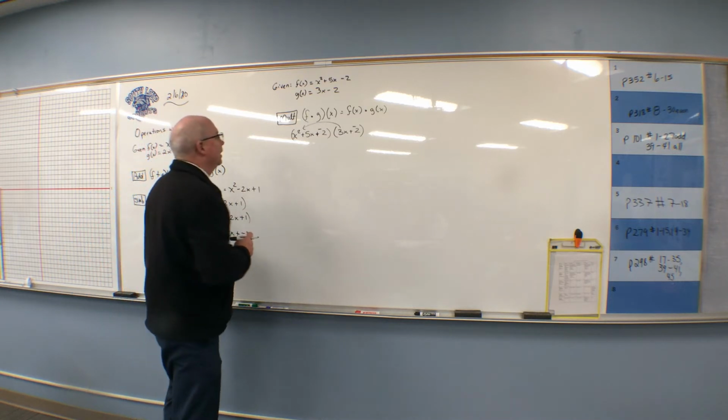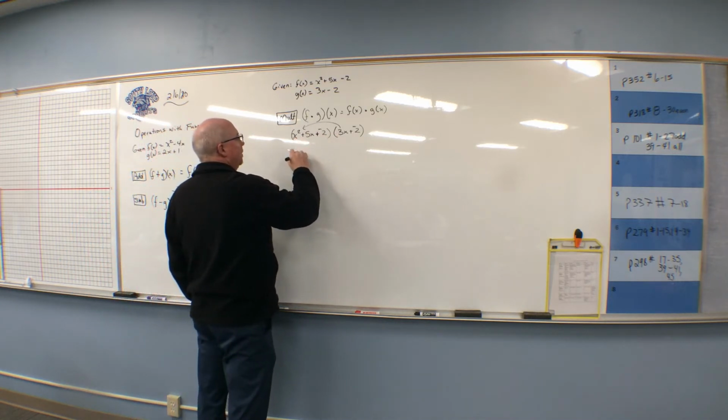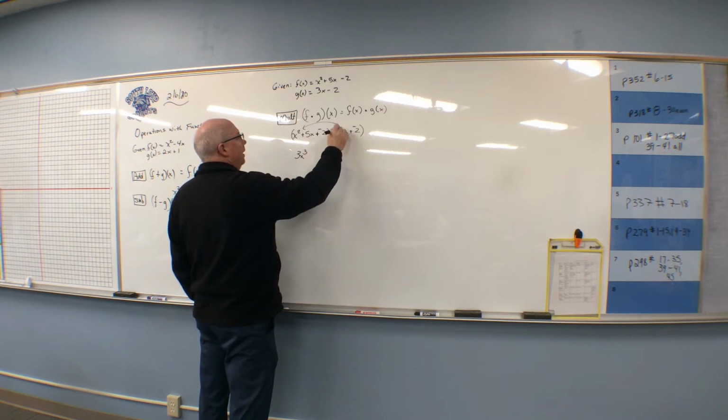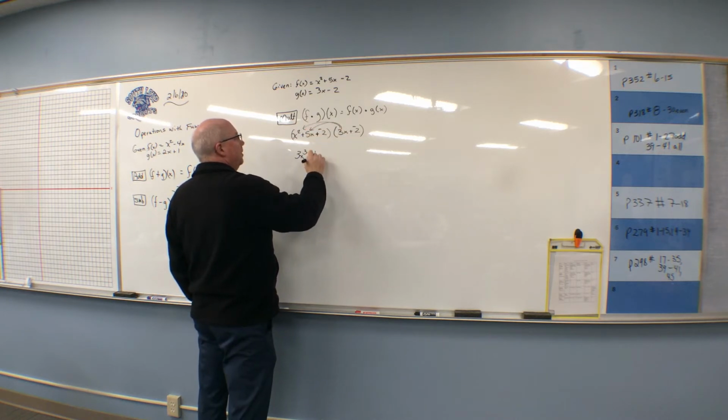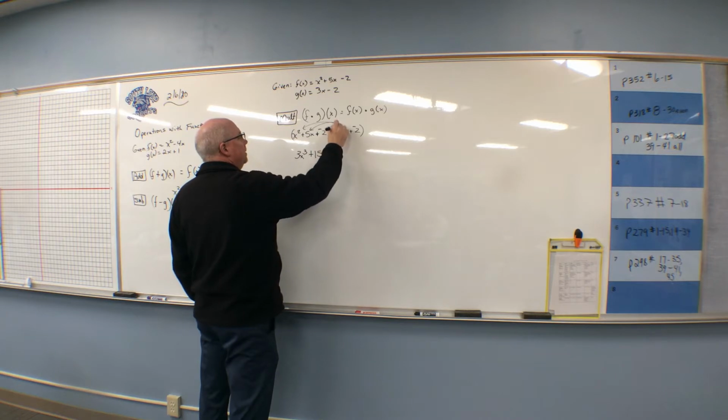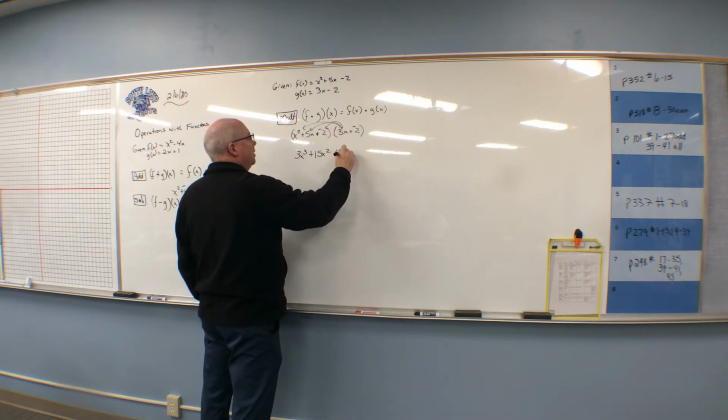Okay. So if I take this, I get 3x cubed, and then I'm going to take it here, and I get plus 15x squared. I'm going to take it here, and I get plus a negative 6x.